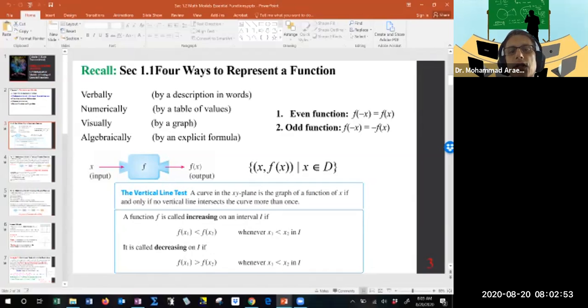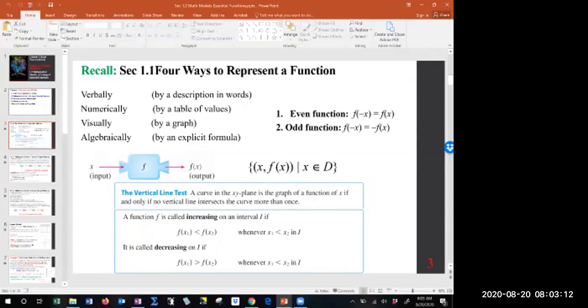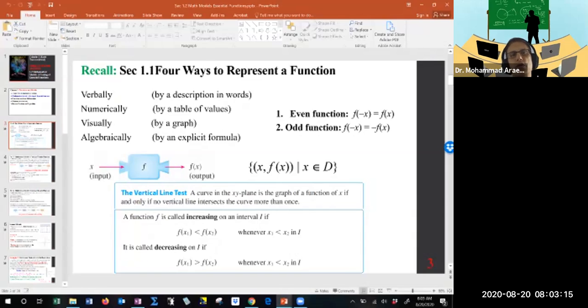A function is considered to be an even function if f of minus x is equal to f of x. My apologies. When you replace the x with minus x, nothing happens, which means it is symmetric. The graph is symmetric with respect to the y-axis. And we have the odd function where you replace the x with minus x and you get minus f of x, which means odd symmetry, which means symmetric with respect to the origin.